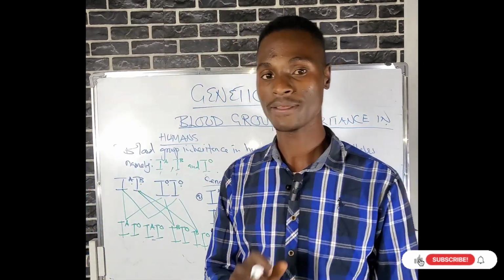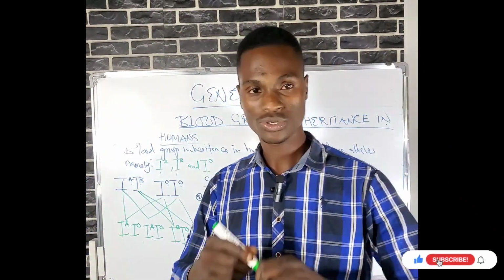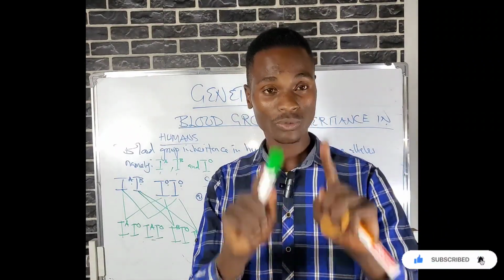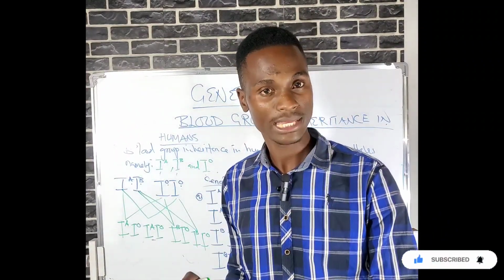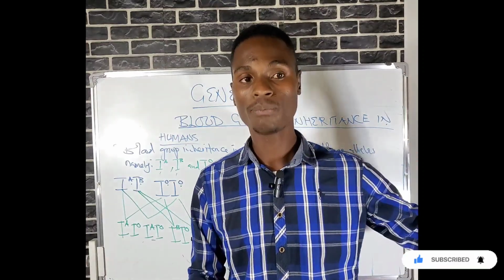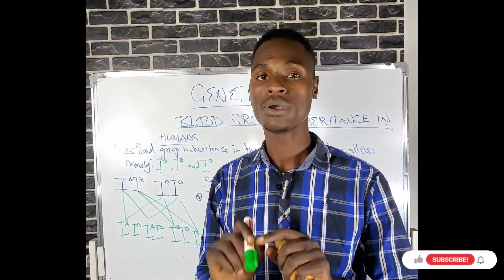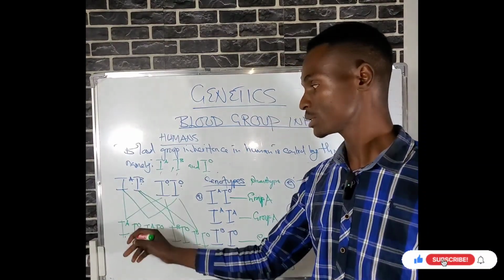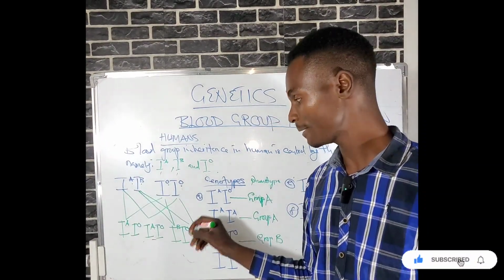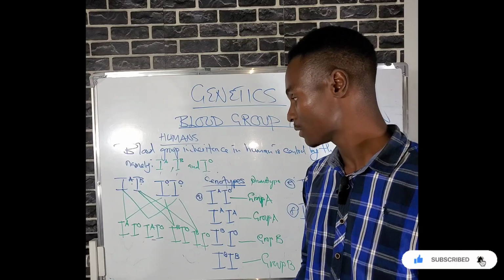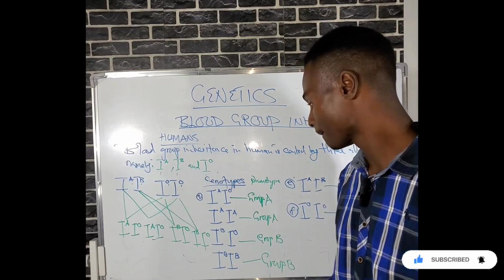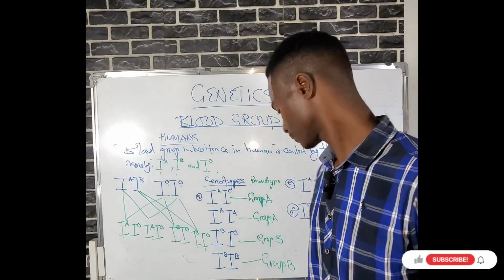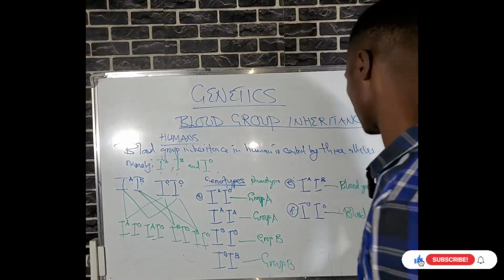So the catch is, in the exam when they ask you such questions, just know that when you have blood group AB, even if the other partner has blood group O, you can never have a child with blood group O. Do you have another question? Yes, you can ask.